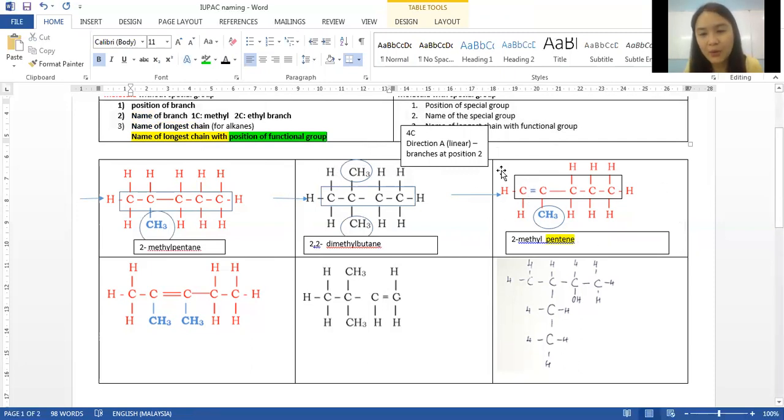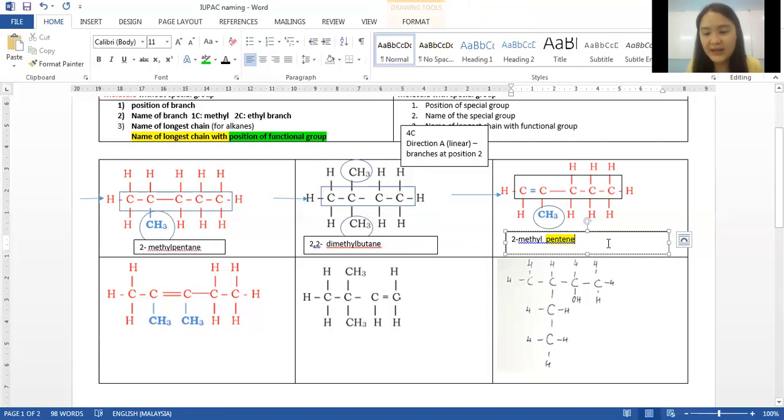When I look back at my molecule, my ene, my double bond, starts at position 1. Therefore, I will modify the answer by putting a dash, and I put 1-ene. So just now it was pentene. When you read the word pentene, you understand there's 5 carbon and there's a double bond, but you do not know where the double bond is.